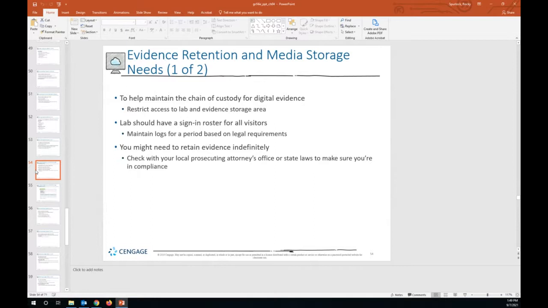To help maintain the chain of custody for digital evidence, you should restrict access to your lab and evidence storage area. Your lab should have a sign-in roster for all visitors, and these logs should be maintained for a period based on legal requirements. Keep in mind that you may need to retain this evidence indefinitely. So you must check with your local prosecuting attorney's office or state laws to make sure that you are in compliance.